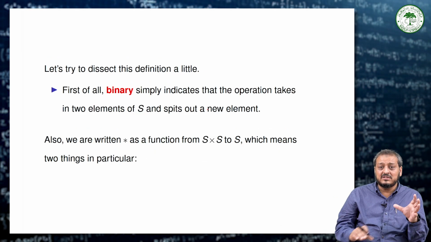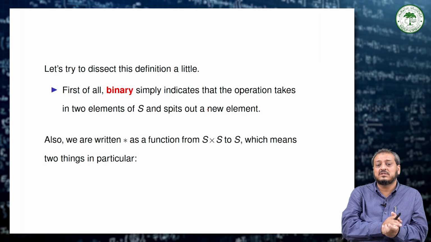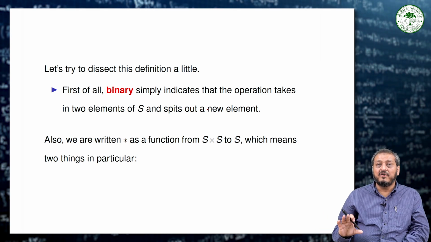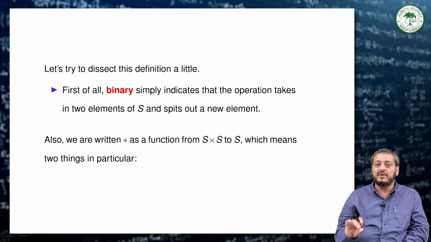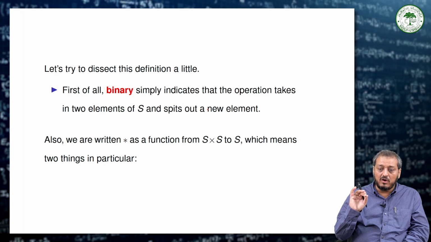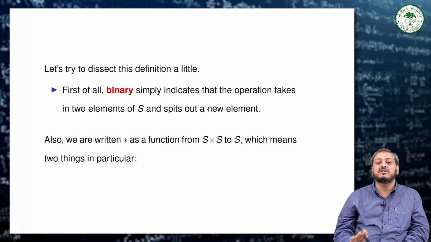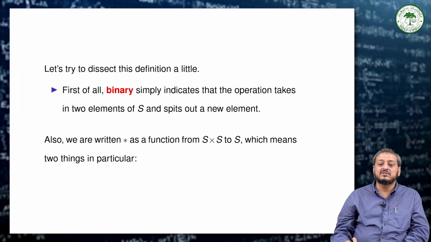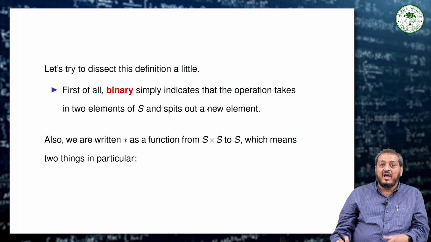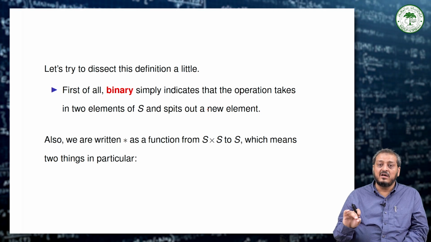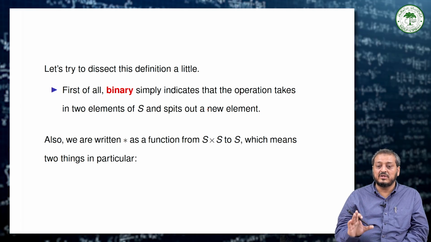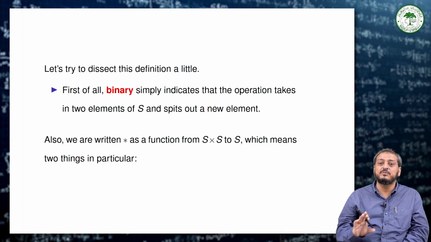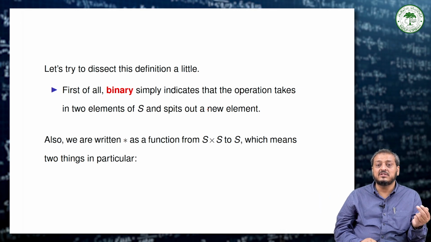So let us try to describe this definition a little. First of all, binary simply indicates that the operation takes two elements of S and spits out a new element. Also, we have written star as a function from S cross S to S, which means there are two things involved.